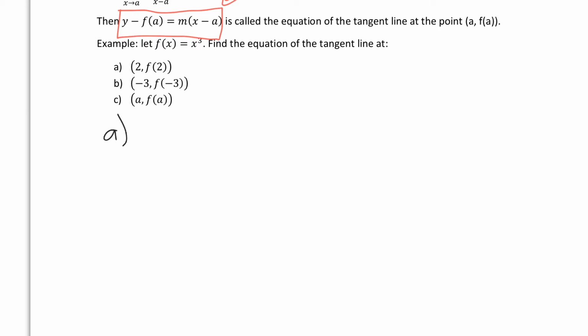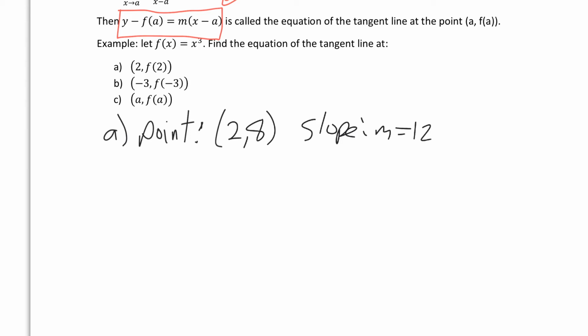So for part A, if you remember, we had our point. They tell us our point. The point is 2, and then f of 2, which is 8. And we have our slope, which we found was 12 from before. So we just plug it into the point-slope formula. y minus 8 equals 12(x minus 2). And there we go. We can go ahead and check this on Desmos.